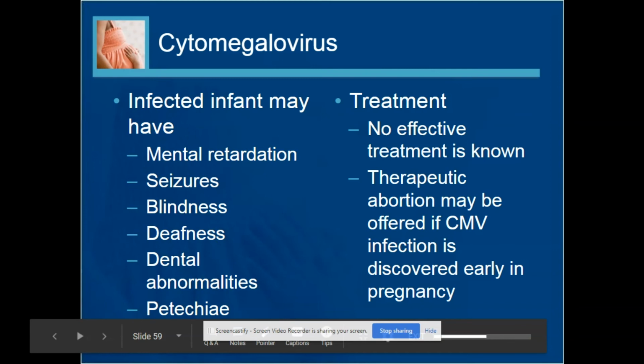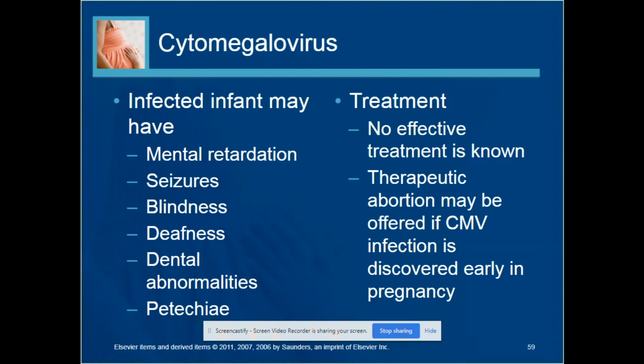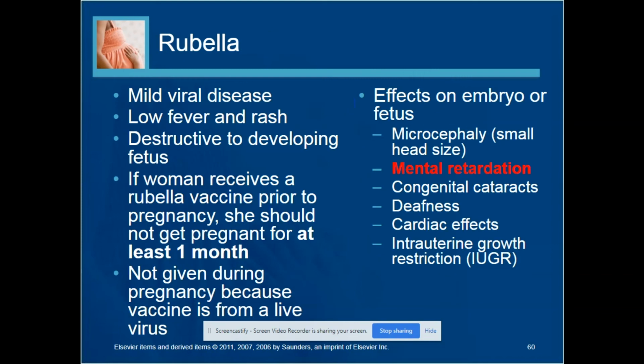However, the infection is really common during childbearing years, and the mother may actually be asymptomatic and not know she has it. The infant can have mental retardation, seizures, blindness, deafness, dental abnormalities, and petechiae. Treatment: there is no effective treatment. Therapeutic abortion may be offered if cytomegalovirus is discovered early in pregnancy. And they actually test for this early in pregnancy because of all these things.